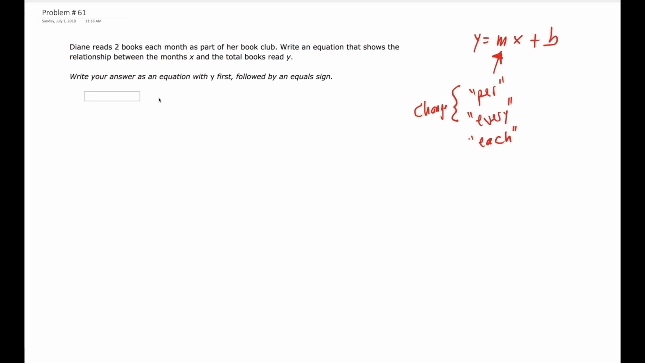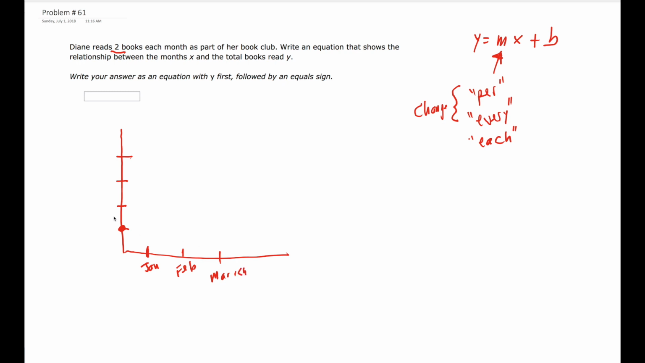Okay, so what is the thing that has the each on it? The number that's associated with the each or the every or the per. 2. Okay, so that means that if we were to graph this, let's just say we start from here. And let's say this is January, and this is February. This is March.